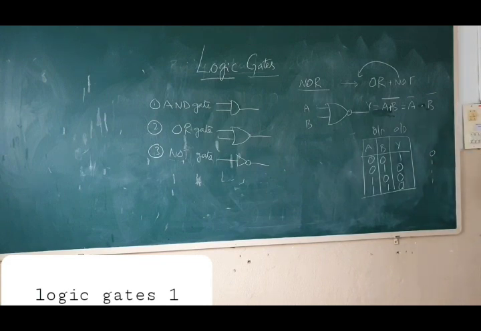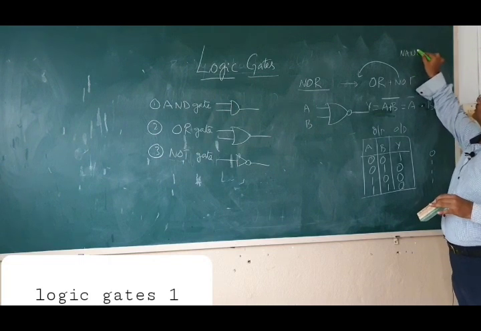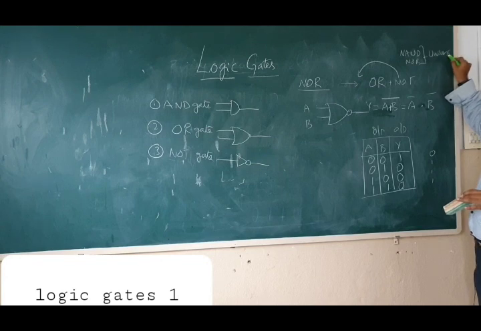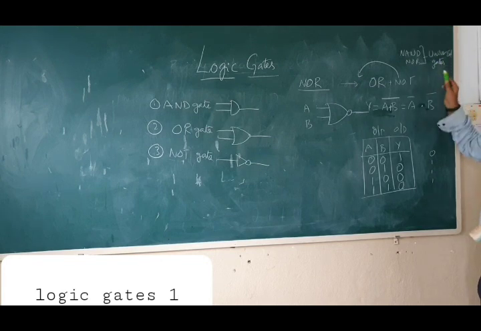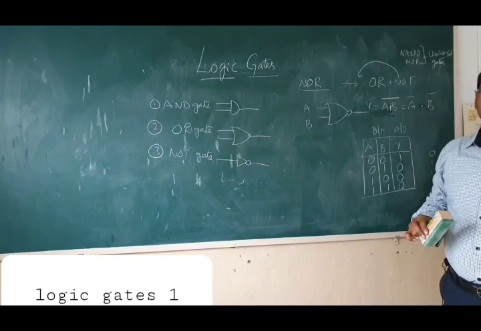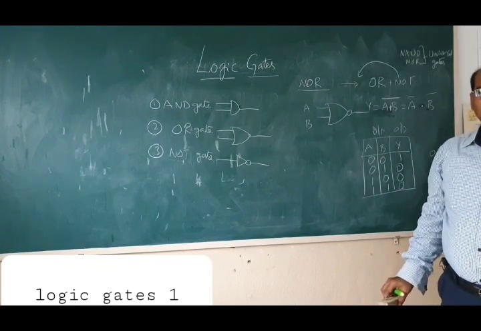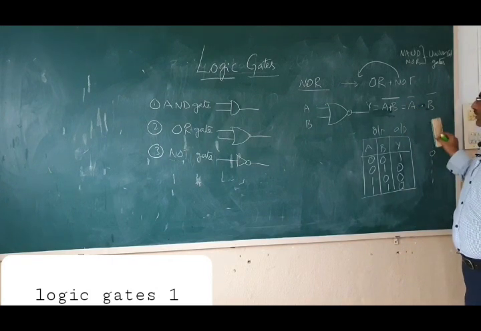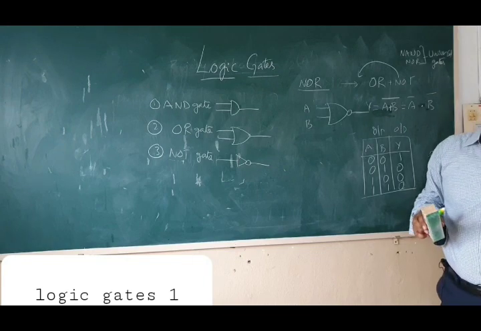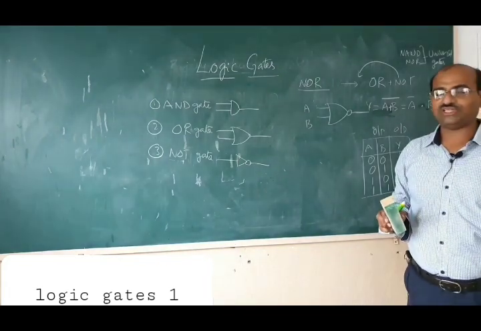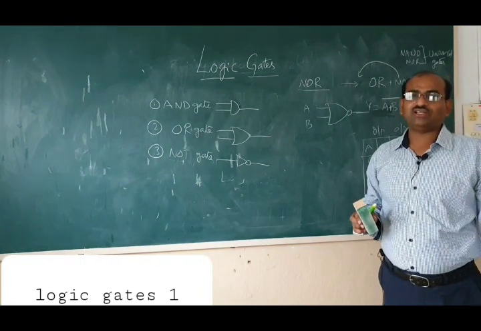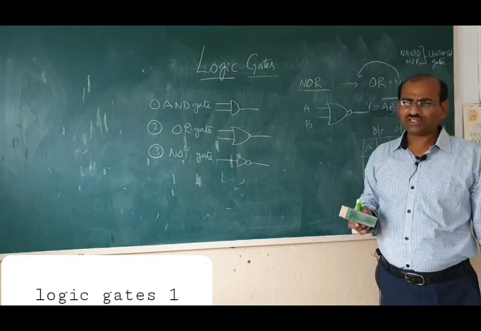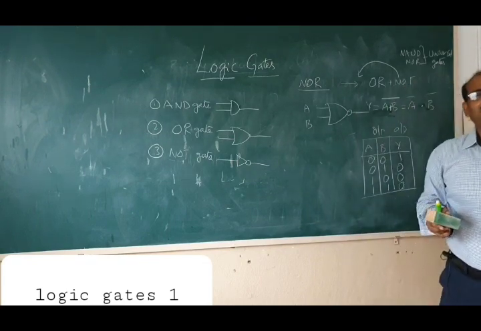These NAND and NOR logic gates are known as universal gates. We will discuss the nature of universal gates later. A plus B whole complement is A bar dot B bar; these are known as De Morgan's laws. These we will discuss in 2 more classes. Then we will go for the half adder and full adder. That is your syllabus. Only one application they gave, half adder and full adder, right?